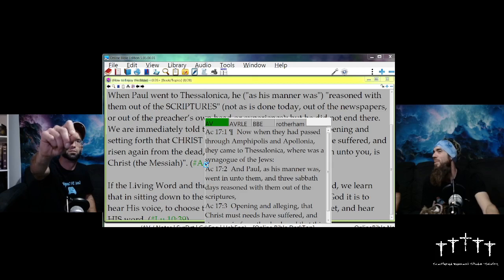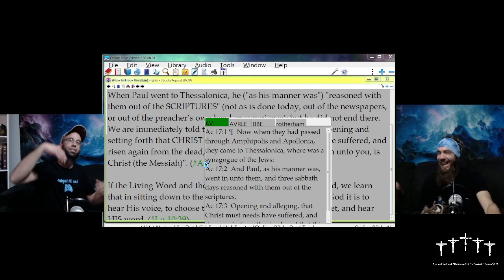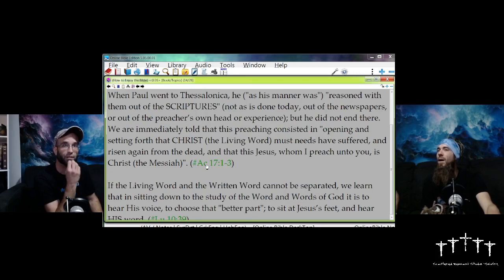Hold on. That's manner. Why don't we just read the paragraph and look at that? Well, there's a spot where he says that he reasoned with them. Maybe it is. Open it up right there in the Word. Double click on Acts. Double click there. Boom. There you go. But it's just going to open a window like that, which is okay.